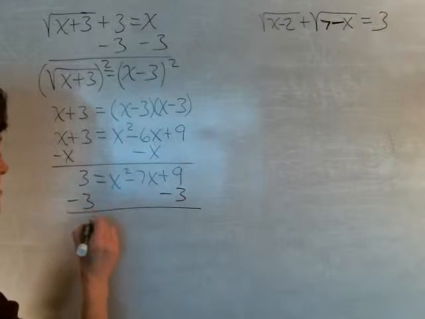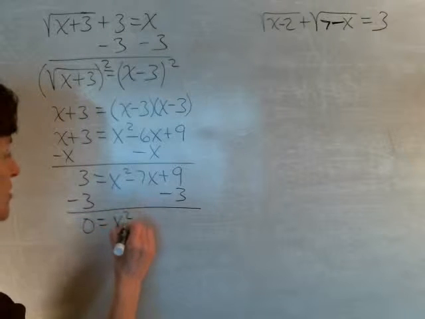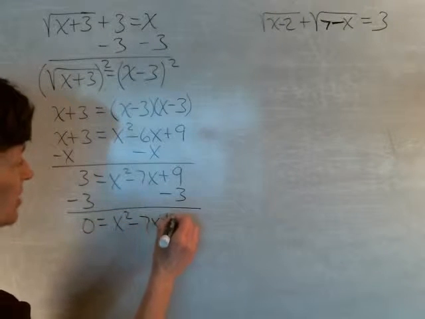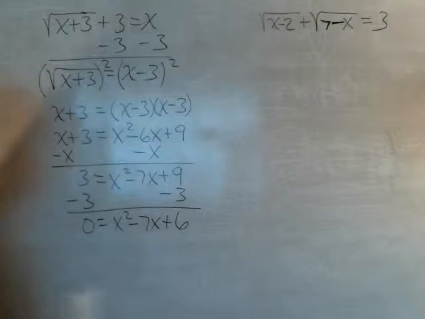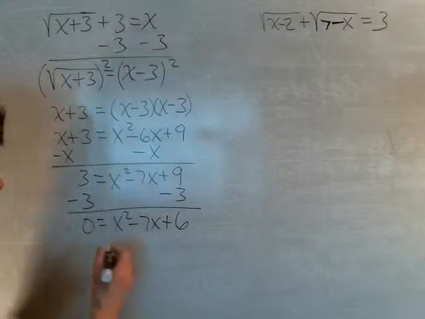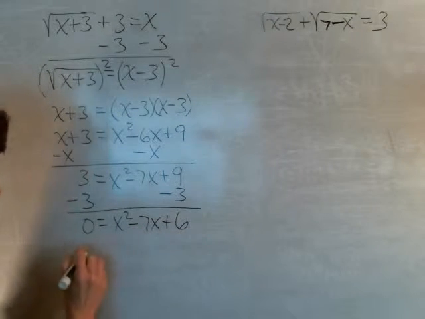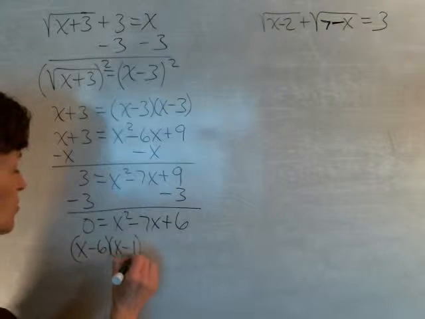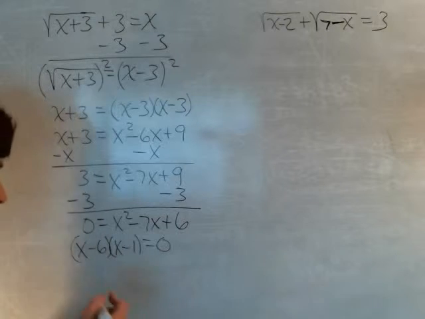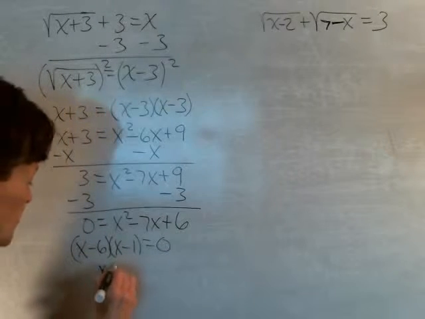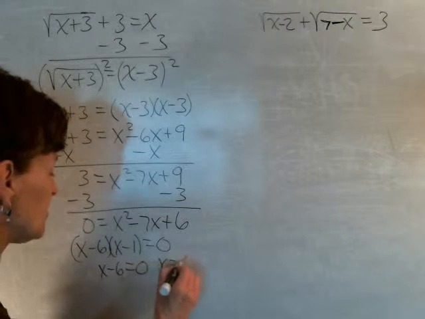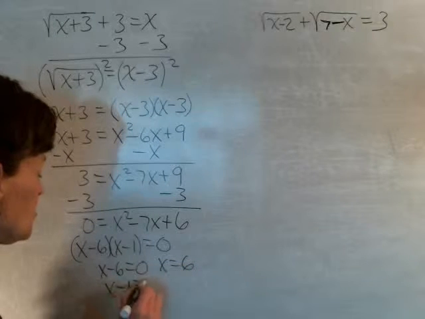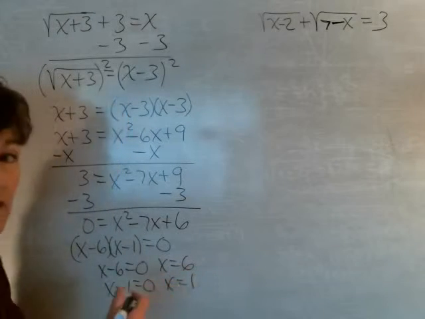Remember, we do this so that we can factor this to solve it. Now, if it doesn't factor, you can use the quadratic formula on it. But this one will factor. And so when I factor this, and I'm just going to put this over here, then I have x minus 6 times x minus 1 equals 0. Now, this means that x minus 6 equals 0 gives me that x equals 6, and x minus 1 equals 0 tells me that x equals 1.